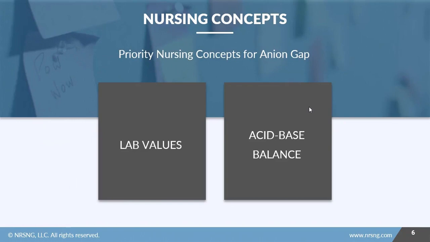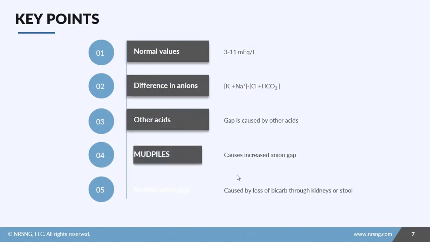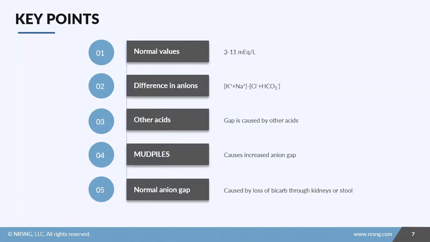In this lesson for our nursing concepts for anion gap, we look at our lab values and then we pay attention to the acid-base balance, because that anion gap is going to give us so much information about our acid-base balance. So let's recap. The normal values for an anion gap is 3 to 11 milliequivalents per liter. And remember that the formula you're looking for is the difference in the anions. So we're paying attention to the potassium, the sodium, the chloride, and the bicarb. You want to add your positively charged ions, you want to add your negatively charged ions, and you want to find the difference between the two.